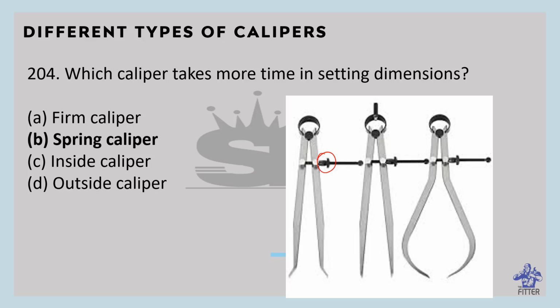The size of the caliper is specified by its length, which is the distance between the pivot center and the tip of the leg. The length will be calculated from this point, that is the pivot point, to the end of the leg, which is the tip of the leg.